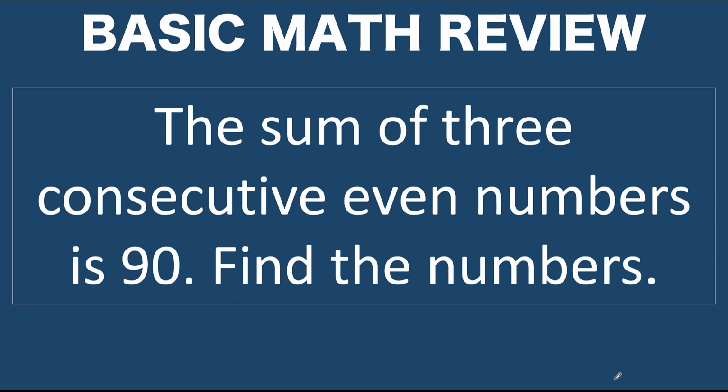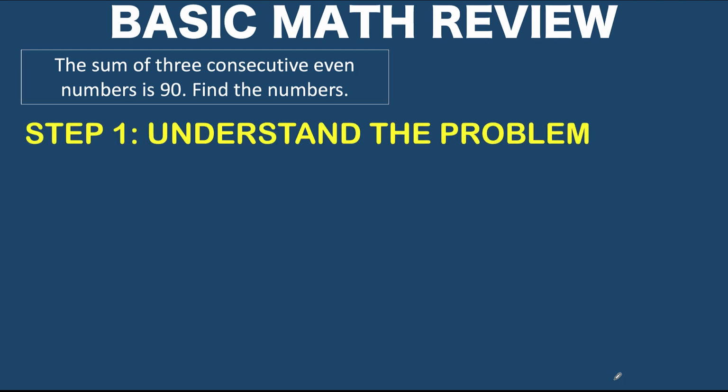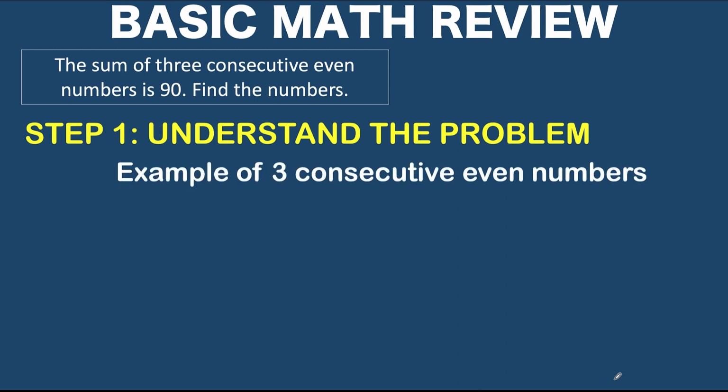The sum of three consecutive even numbers is 90. Find the numbers. Now let's solve this problem together. The first step in solving this kind of problem is to understand the problem. So what do we mean by three consecutive even numbers?